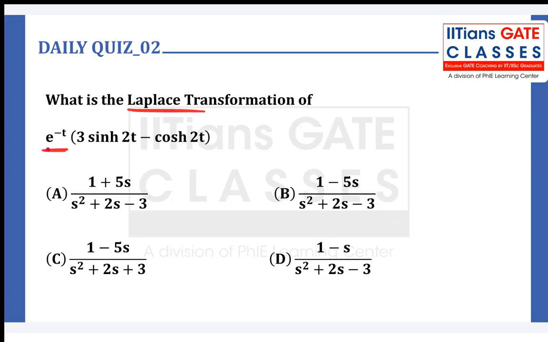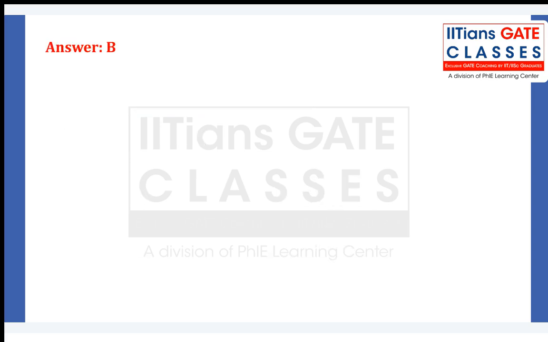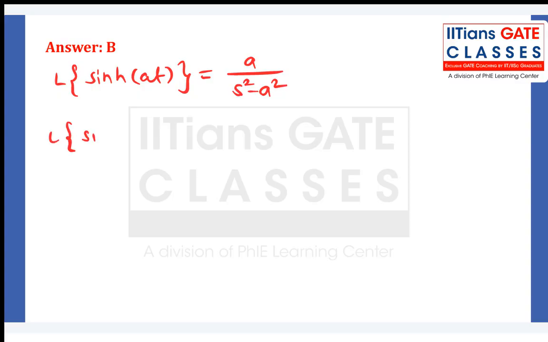Okay, so here you are supposed to use two things. One is the standard results for hyperbolic functions, and then what happens if you multiply the given function by e to the power minus t. Okay, so now let's solve this. So basically we are talking about sine hyperbolic and cos hyperbolic functions. So we know that the standard formula is Laplace transform of sine hyperbolic at, where a is a constant, is given by a by s square minus a square. Okay, and similarly for cos hyperbolic.